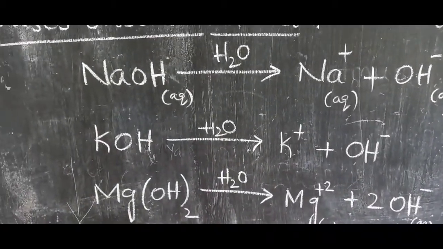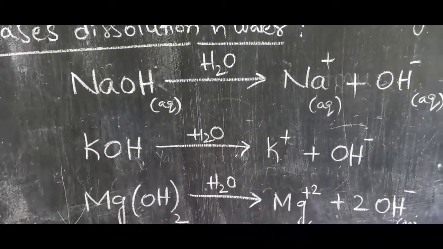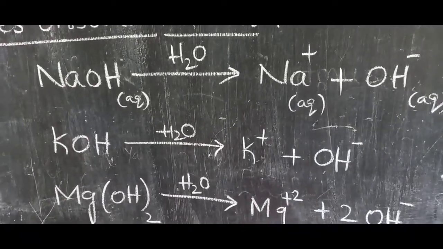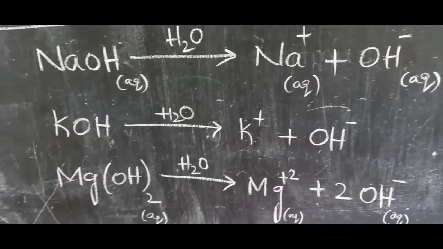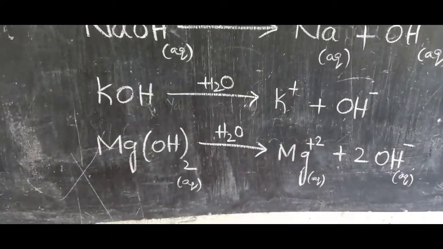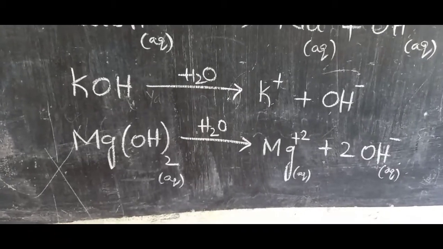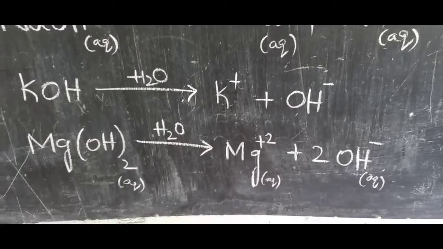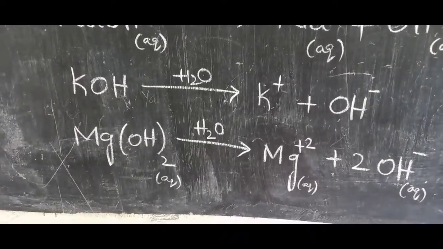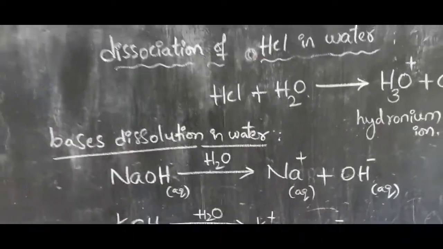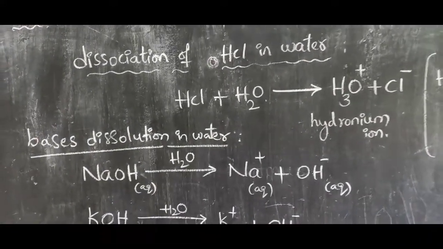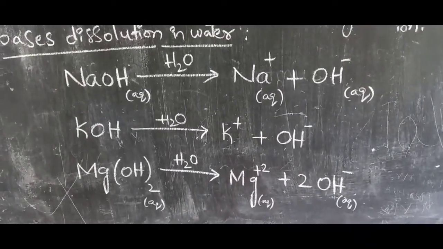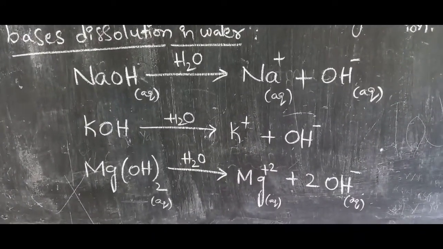Other bases like KOH, when you add it in water, also dissociate into K plus ion and OH minus ion. K plus is potassium ion, OH minus is hydroxyl ion. Similarly, magnesium hydroxide, Mg(OH)2, also dissociates into magnesium ions and hydroxyl ions in the presence of water. So, just like acids dissociate in water, the bases are also able to dissociate into their respective ions in the presence of water.